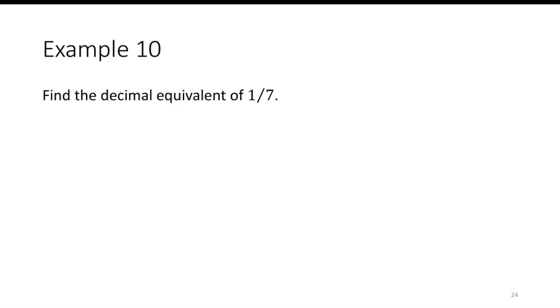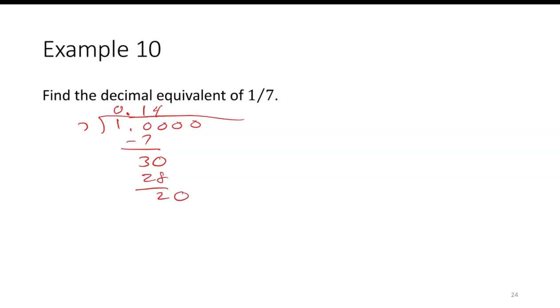Okay, let's find the decimal equivalent of 1/7. So, let's see here. 7 does not go into 1, but goes into 10 once. Bring down the 0. 7 goes into 30 4 times. Bring down the 0. 7 goes into 20 twice. So 14.